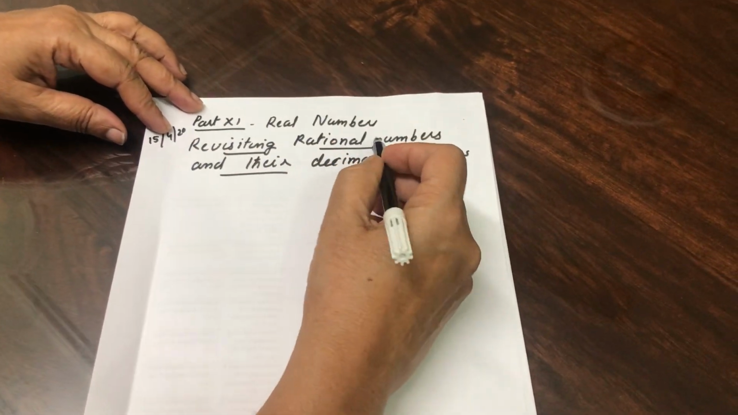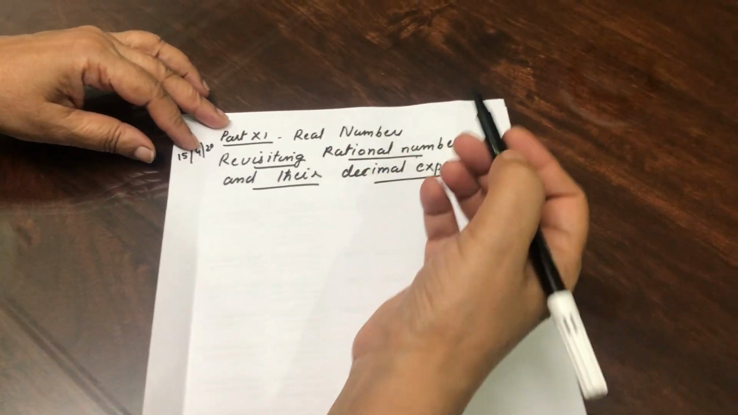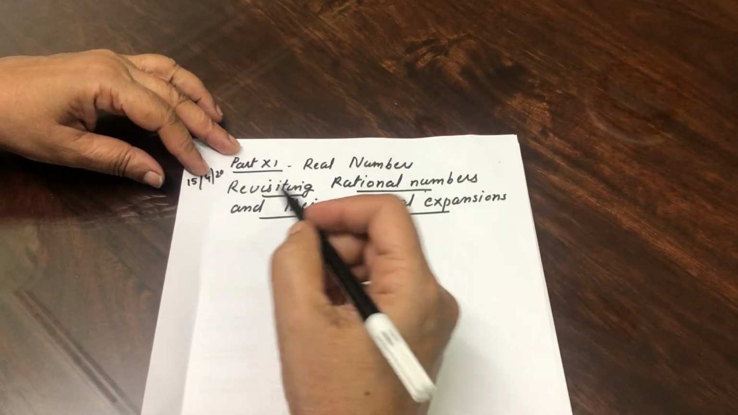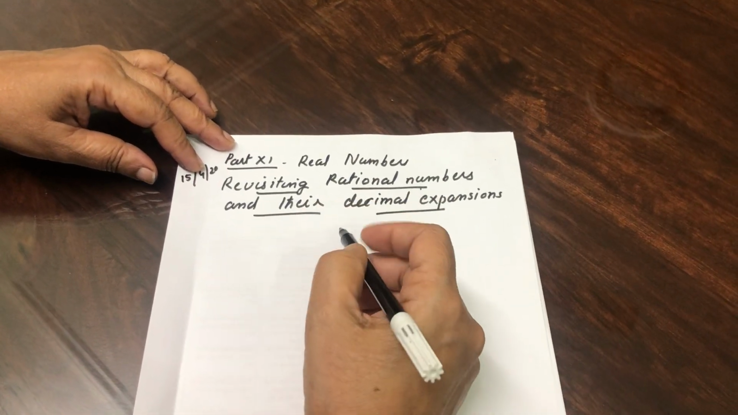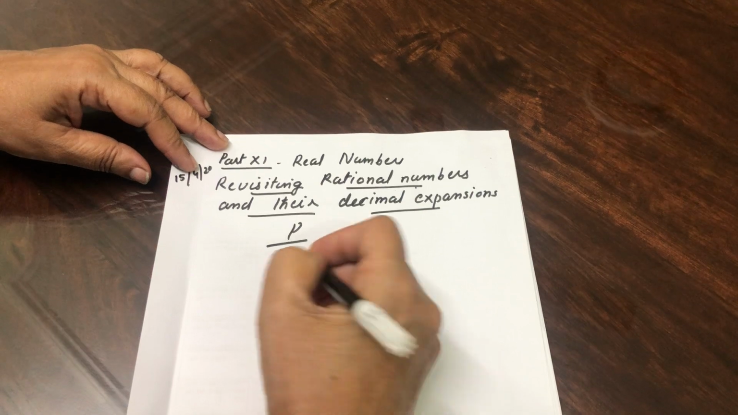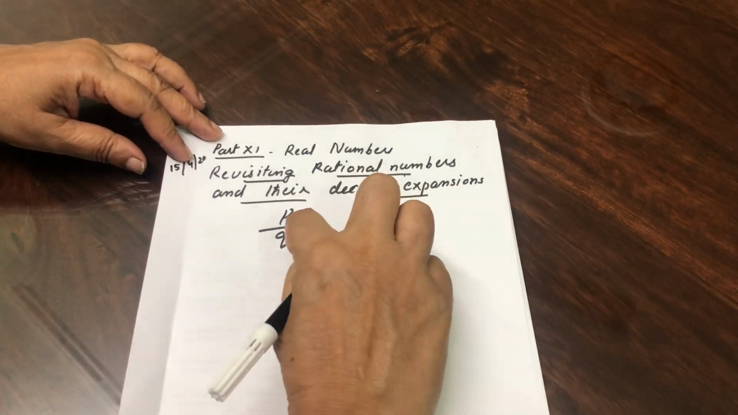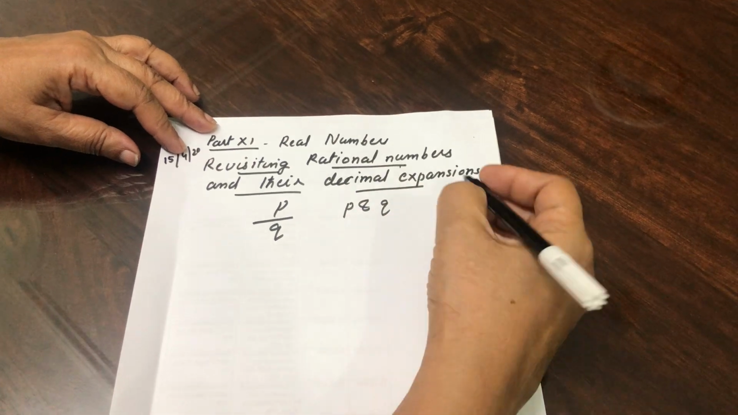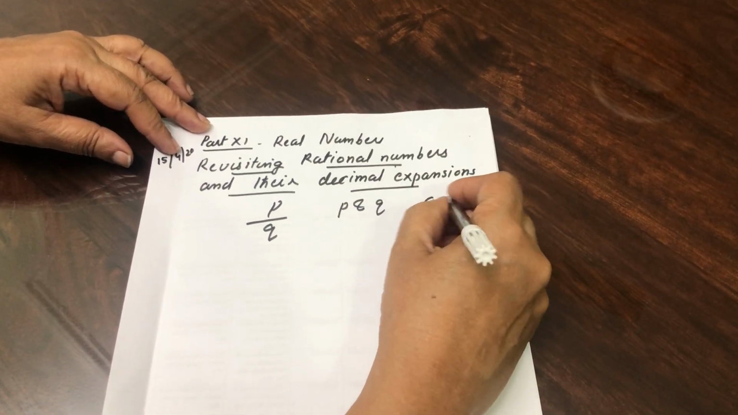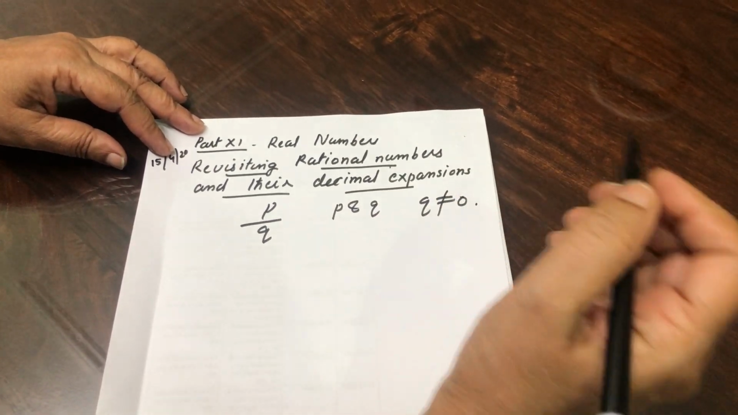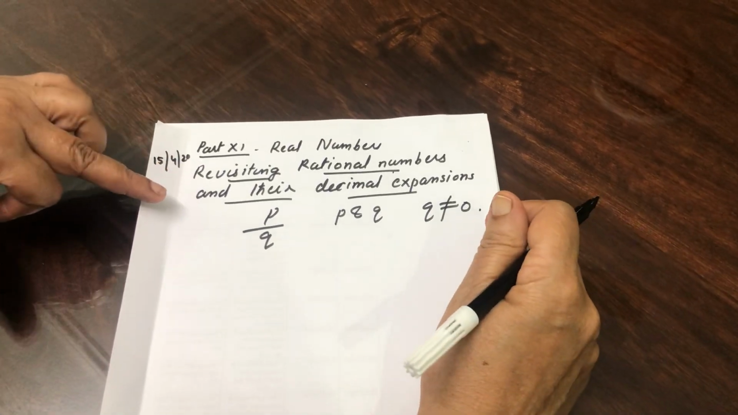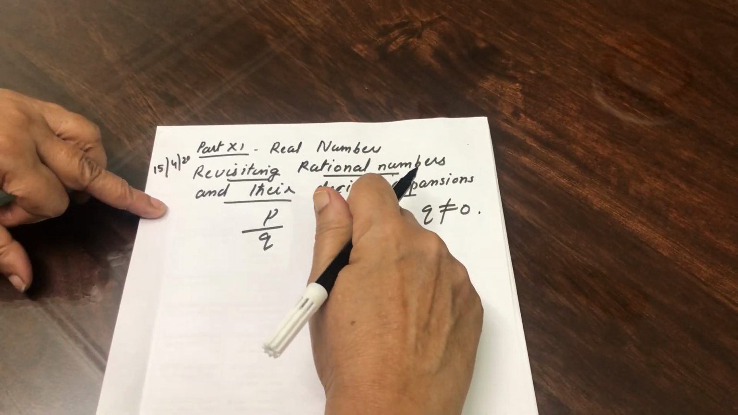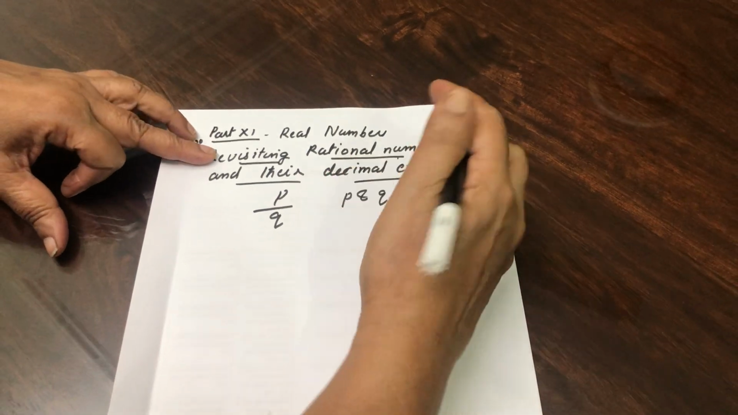All of you know what you mean by rational numbers: any numbers which are in the form of p by q, or which can be written in the form of p by q, where p and q are integers and q is not equal to 0. Now, rational numbers and the decimal expansion.